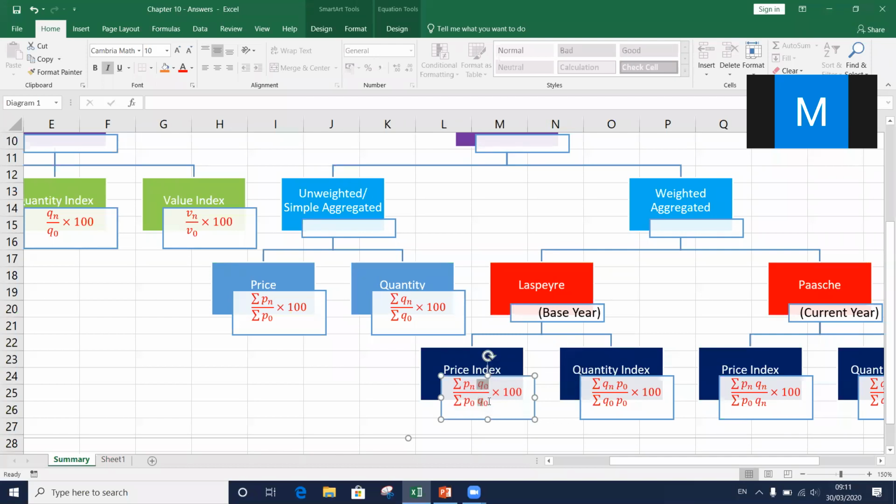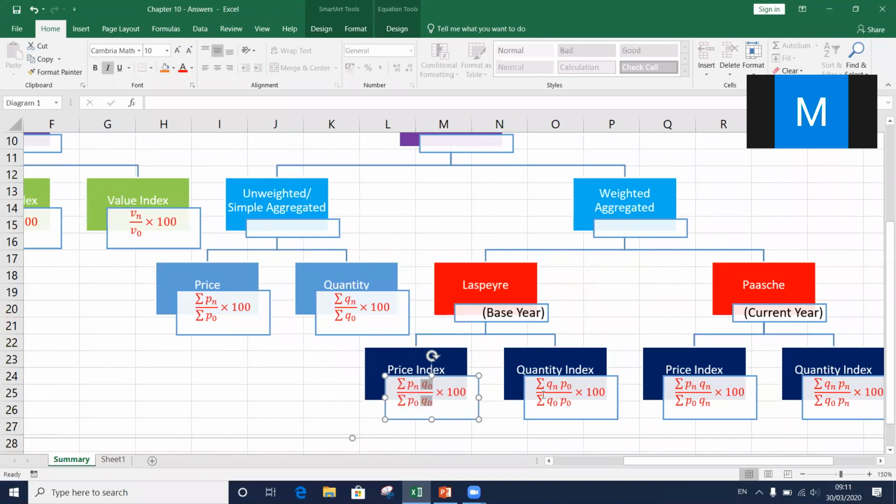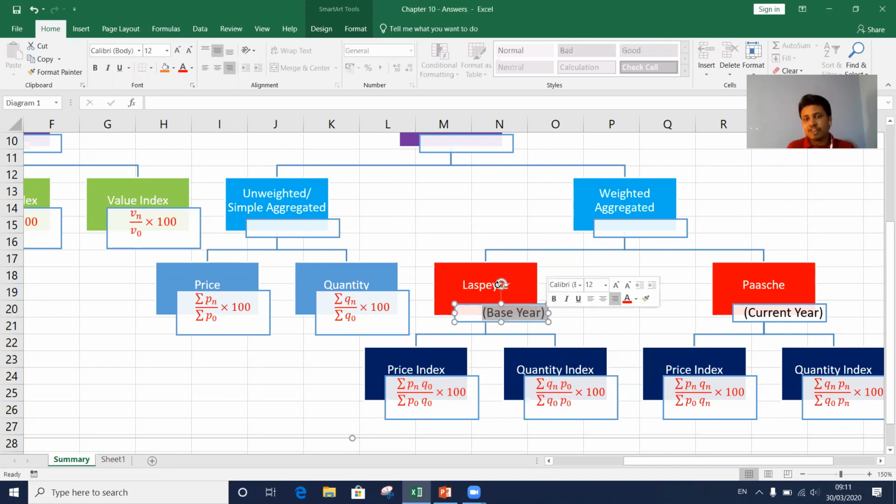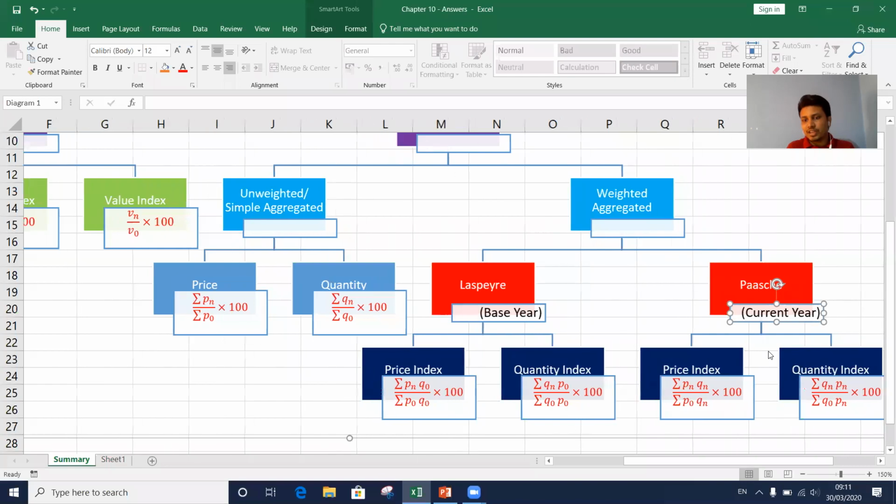What was the weight given? Q naught. Q naught means what? Base year quantities. Q represents quantities, naught represents the base year. So Q naught means base year quantities, right? Here also, for the quantity index, base year prices. Always we need to consider the base year figures as the weights in Laspeyres indices, whether it is price or quantity. When it is Paasche, always we need to consider the current year figures as the weight.